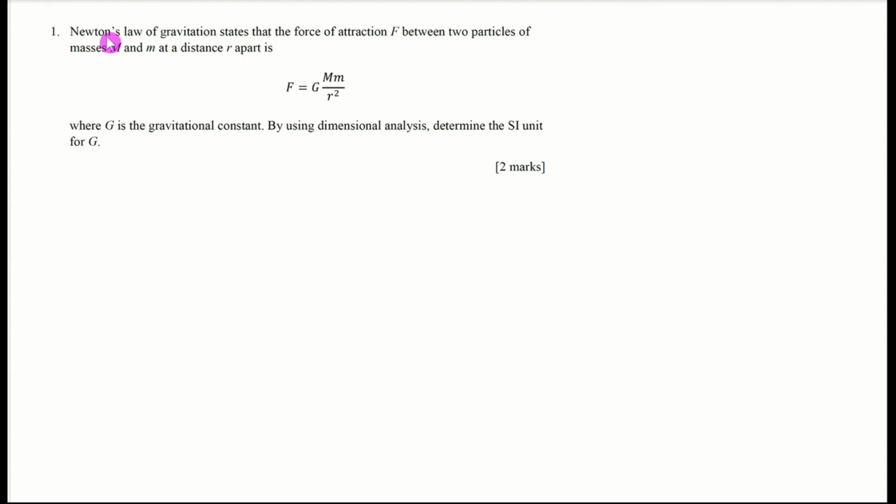So let's read the question first. Newton's law of gravitation states that the force of attraction F between two particles of masses m1 and m2 at a distance r apart is given like this. So this is the equation of the force of attraction. Okay, and given that G is the gravitational constant, by using dimensional analysis, determine the SI unit for G.